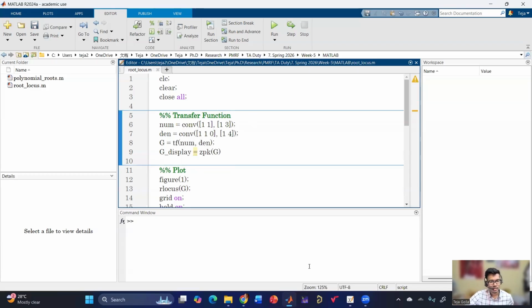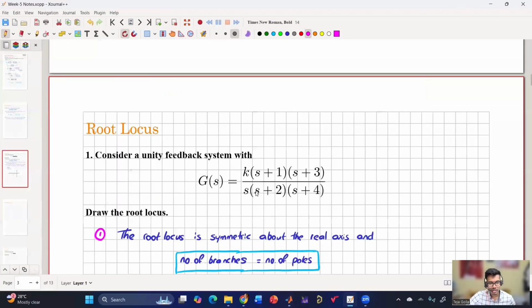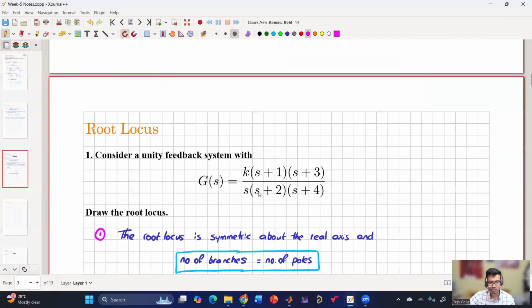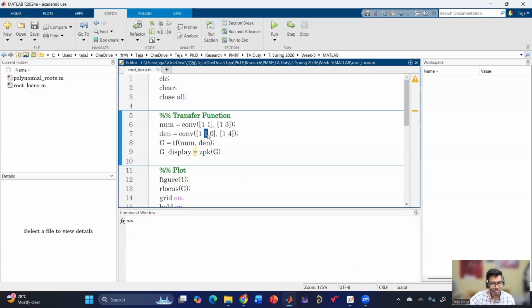And then the denominator has 3 terms, right? But I can combine two of these and write it as s square plus 2s, and then s plus 4. Because this function conv can take only two inputs, two polynomials, I have to combine any two of these. So I'll write s square plus 2s plus 0, then the other one is s plus 4. So 1 4. So now G is a transfer function with numerator and denominator.